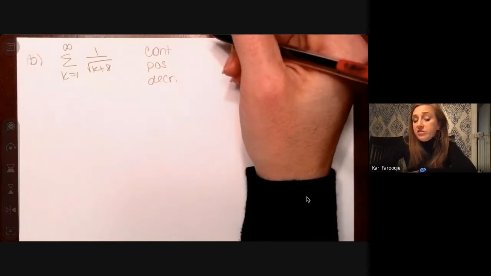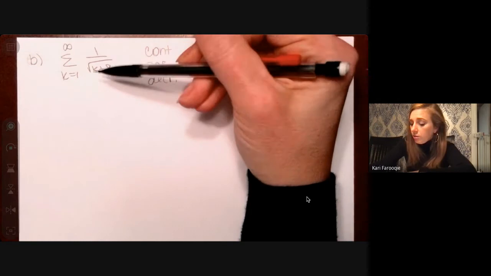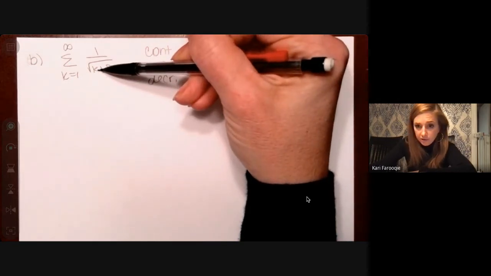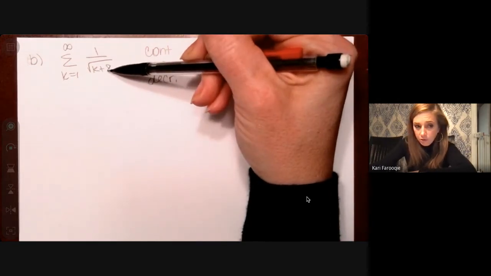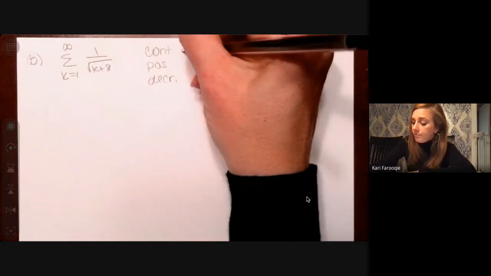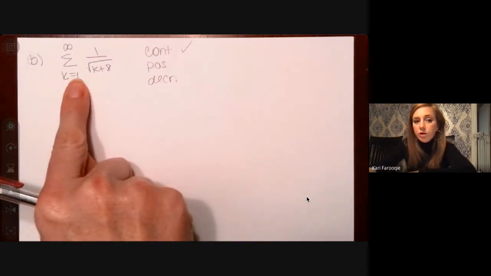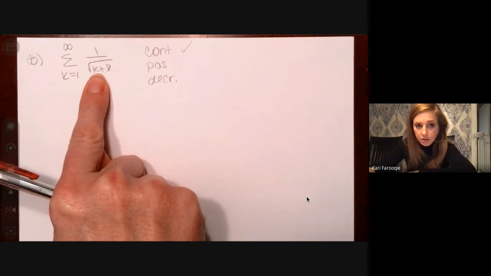Okay, continuous. Notice the only issue you would have with continuity would be if you let k be -8. -8 plus 8 would give you 0 in the denominator. k cannot possibly be -8. Continuous. Positive. Okay, so starting with k equals 1, you'd get the square root of 9.